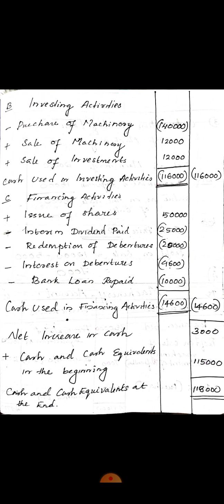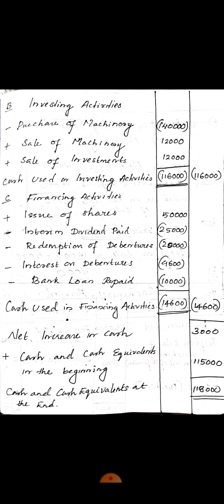Interim dividend paid 25,000 outflow. Redemption of debentures 20,000 outflow. Interest on debentures, payment of interest 9,600 outflow of cash. Bank loan repaid 10,000 outflow of cash. Cash used in financing activity 14,600.